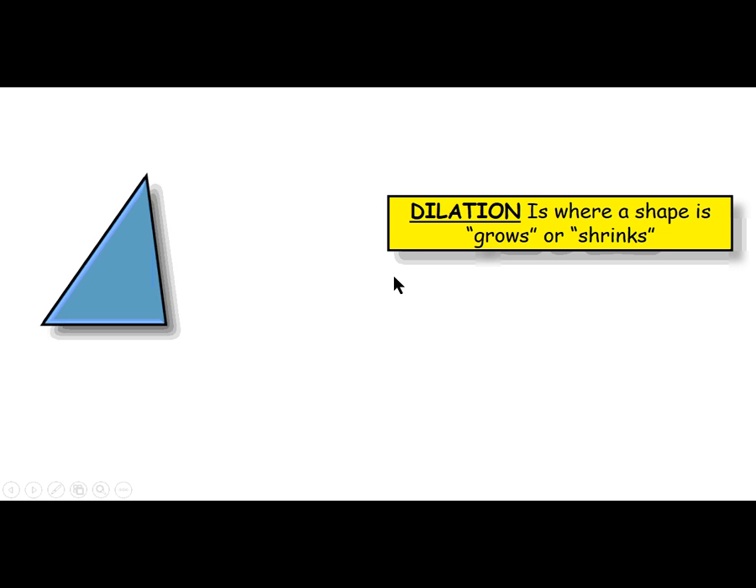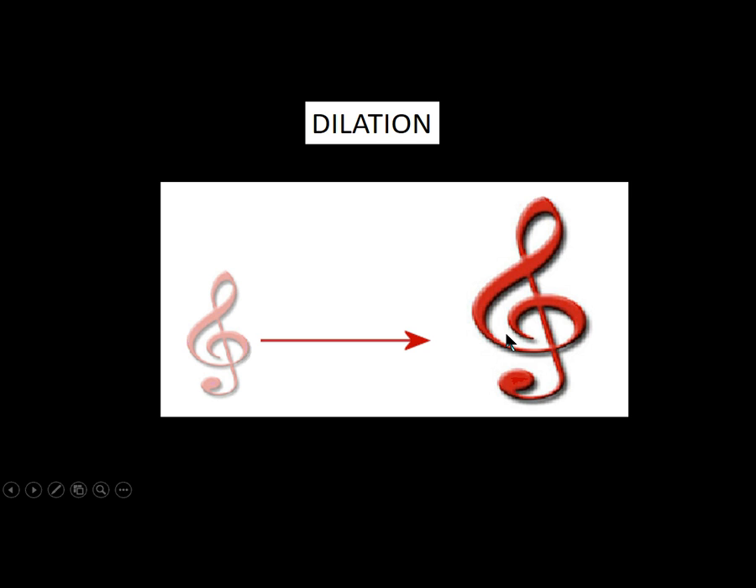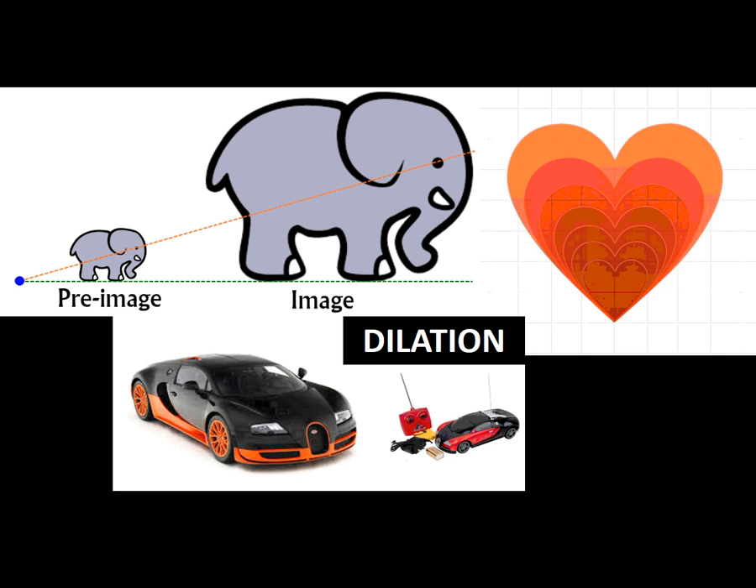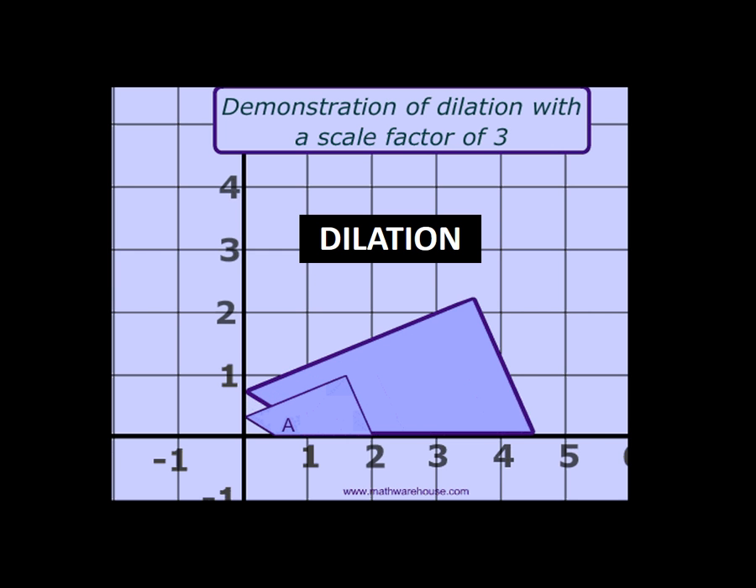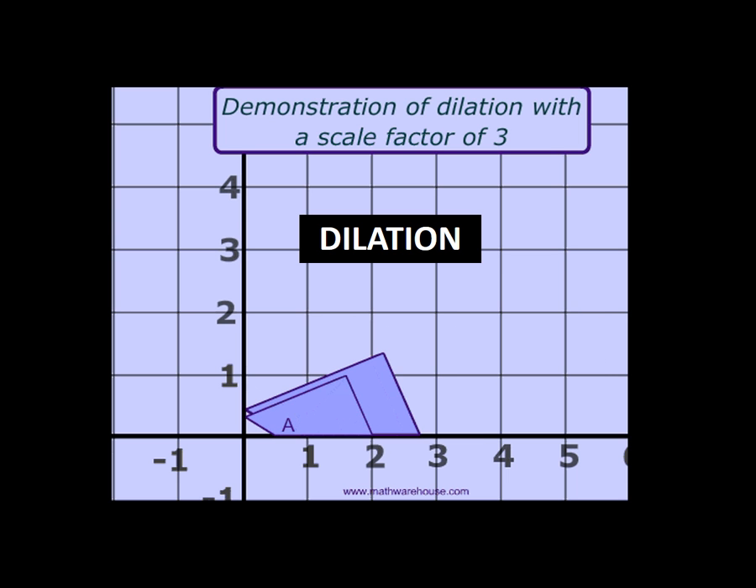For example, this triangle, we're going to make a larger triangle here. This is a dilation. We simply take an object and we make it bigger or smaller. These are all some simple examples of dilations. And in geometry, when we do this with our graph, it's going to look something like this. We're going to take a shape and we're going to recalculate its coordinates.